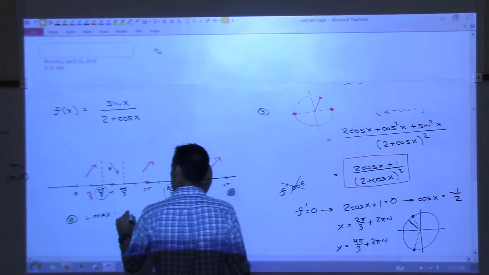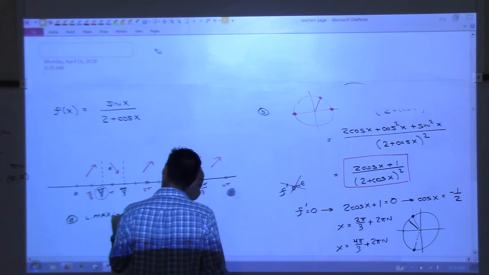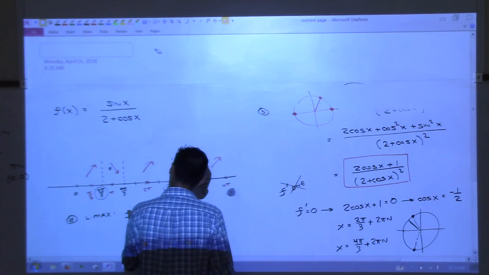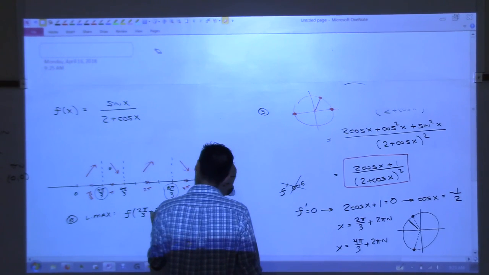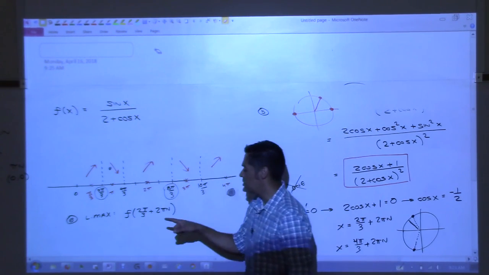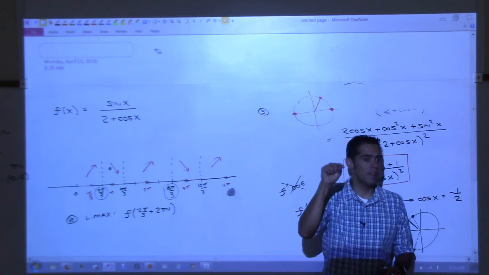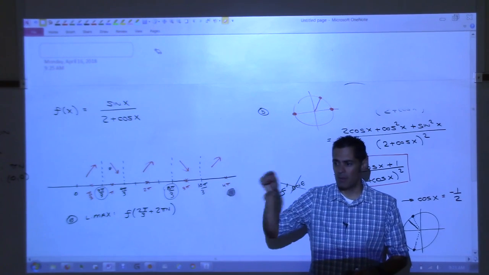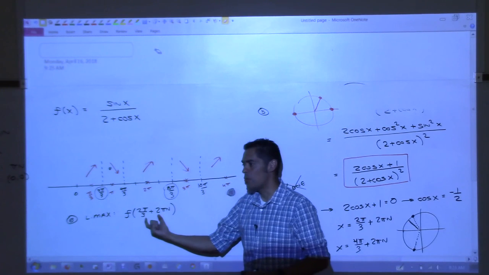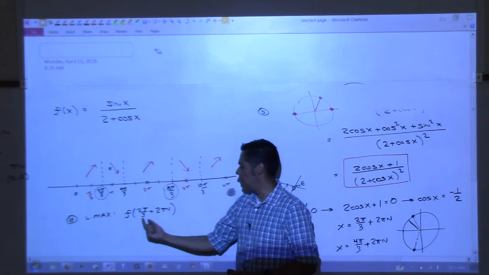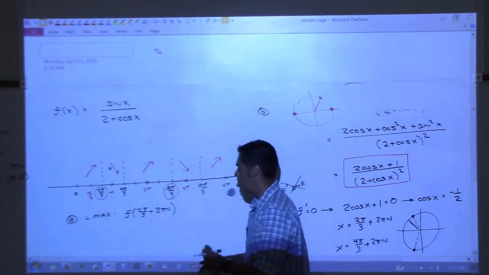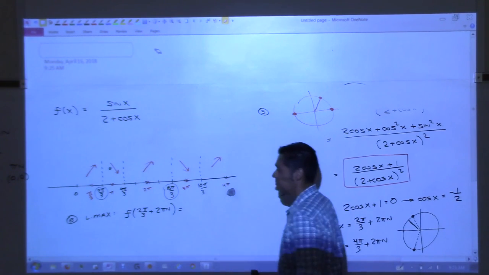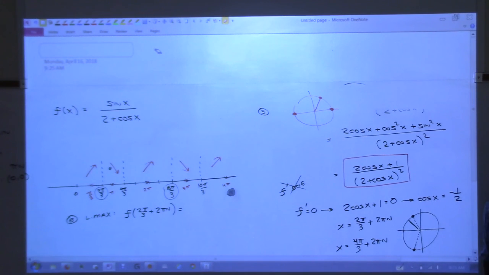So local max at f of 2 pi over 3 plus 2 pi n. That's going to look weird. But remember how I asked you to write your maximums as f of the number and then the answer? The reason I did that is because it shows where they happen. Look, we're actually saying we have a maximum at any of these, right? And what is the actual maximum? What's the value?